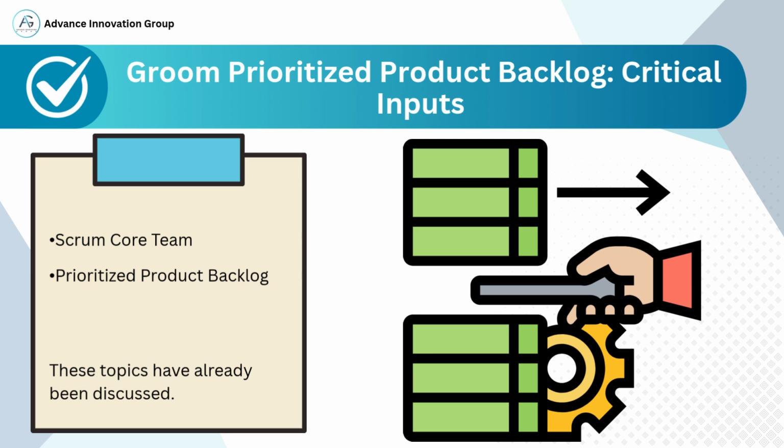The Scrum core team, consisting of the product owner, Scrum master, and development team, collaborates to evaluate existing backlog items, reprioritize based on business value, and refine the user stories. The prioritized product backlog itself acts as the base document that gets reviewed, updated, and refined during grooming to reflect any new insights, changes, or risks. So, while these inputs are familiar to us, their importance in this phase cannot be overstated. They ensure that grooming sessions are purposeful and aligned with sprint and product goals.